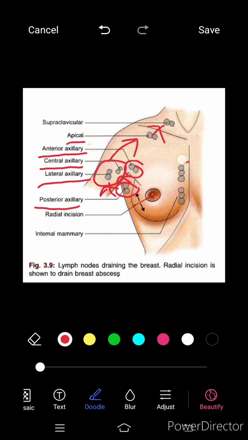And these are the internal mammary lymph nodes, and here is the radial incision.